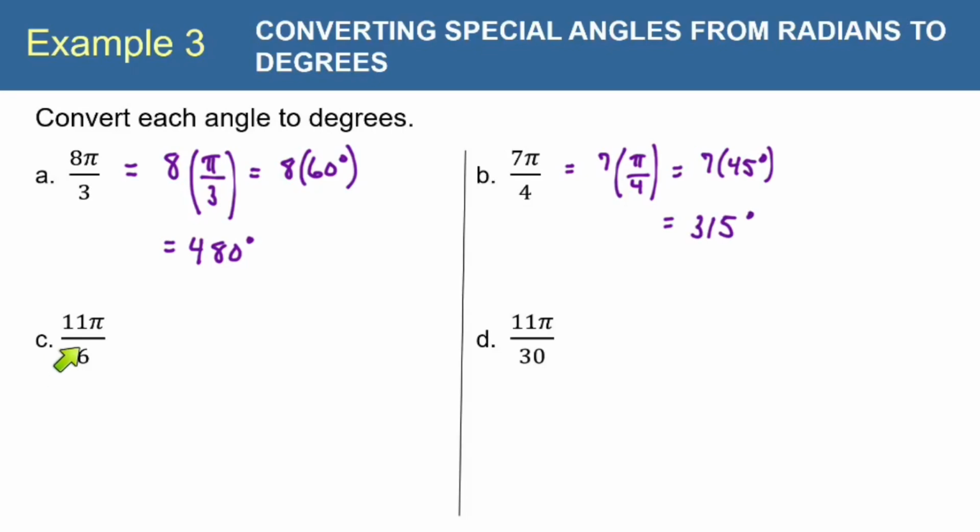Now here in part C, we have 11 pi over 6. We can separate that into 11 times pi over 6, and we recognize this radian equivalent here. Pi over 6 radians is equivalent to 30 degrees. So 11 times pi over 6 radians becomes 11 times 30 degrees, and 11 times 30 is 330 degrees.